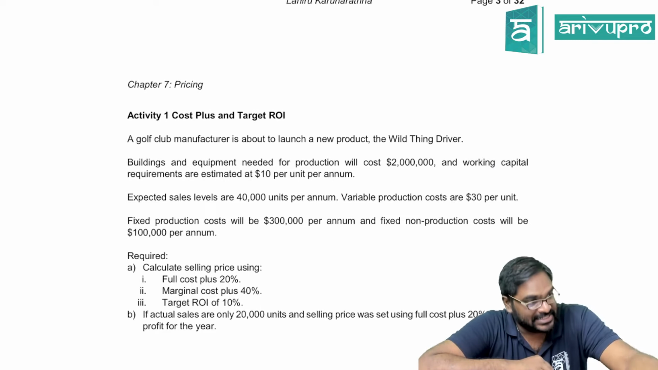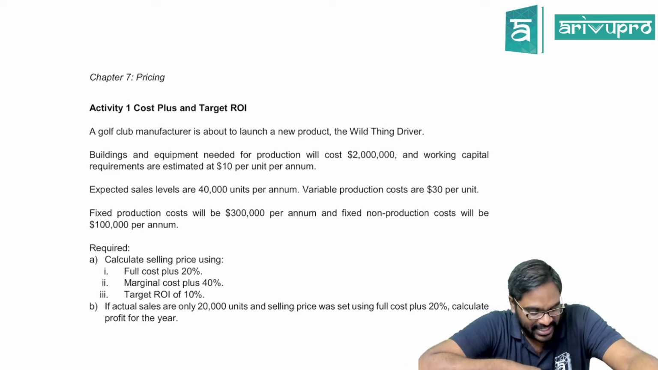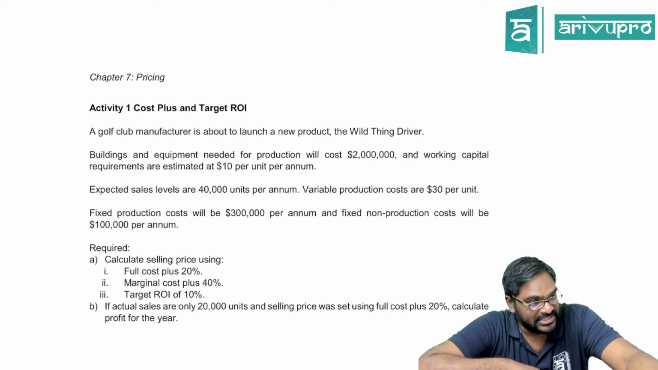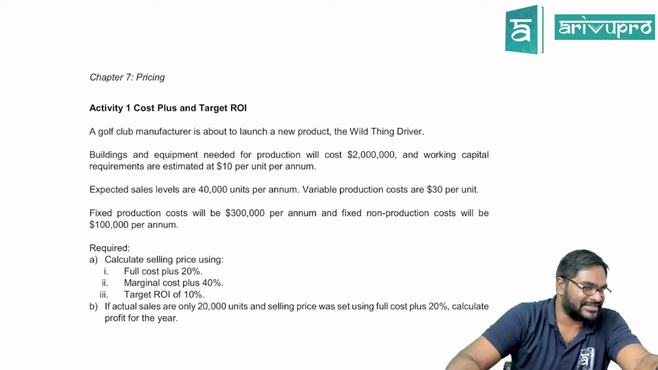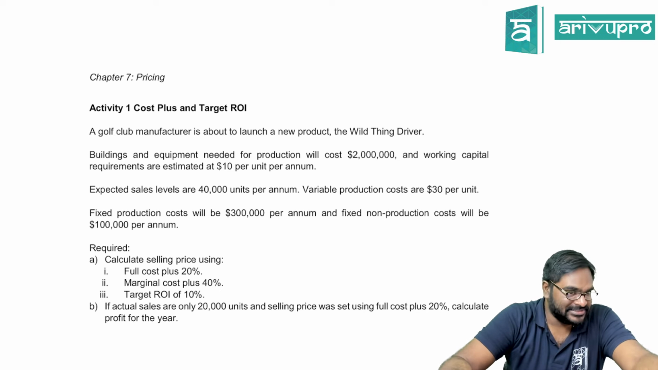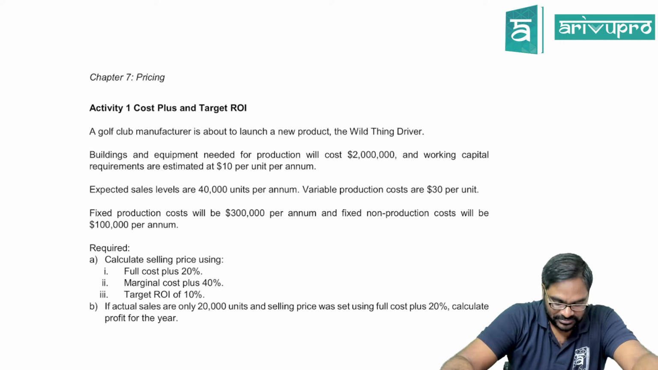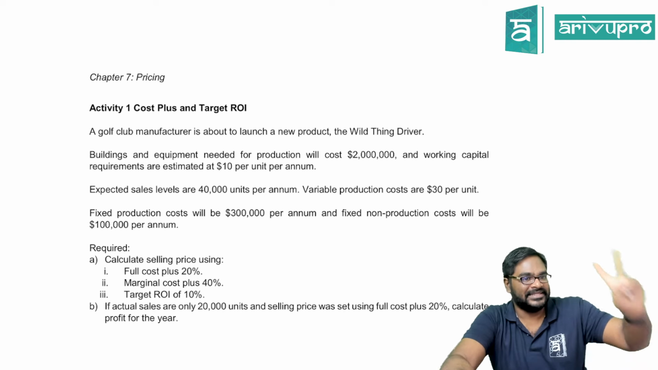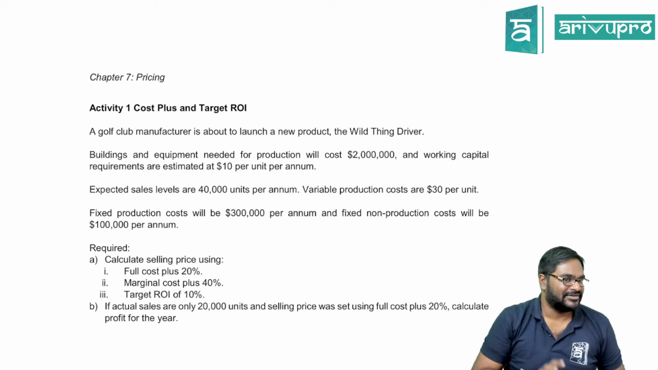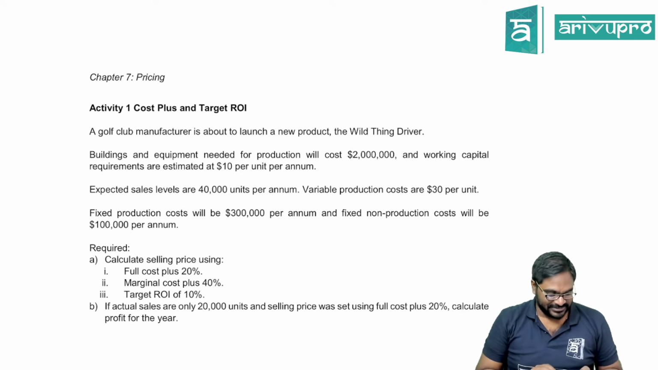If actual sales units are only 20,000 and the selling price was set using full cost plus 20%, calculate the profit. 2 minutes, we'll try. 20,000 units, 40,000 loss. Right. The others also take 2 minutes and try to figure out the answer. Max 2 minutes, guys.